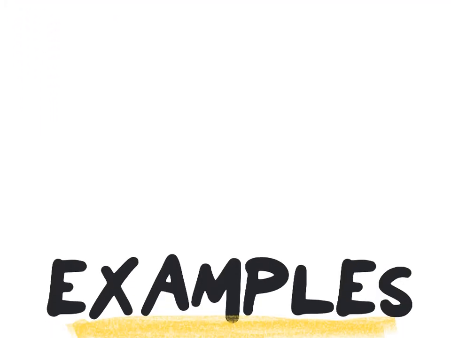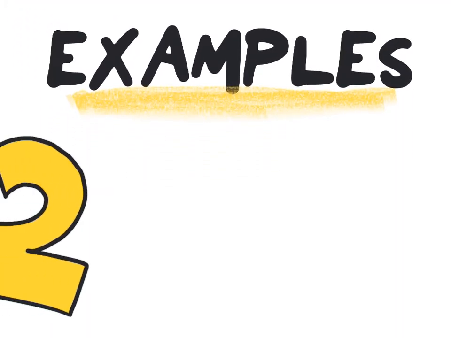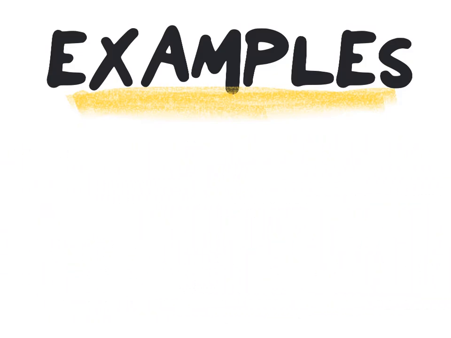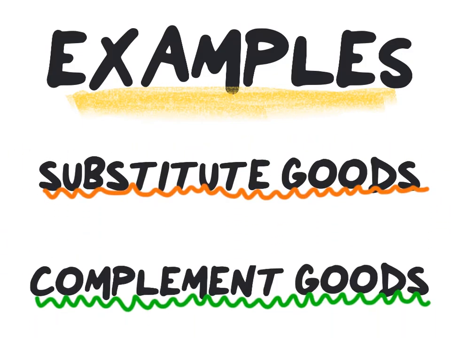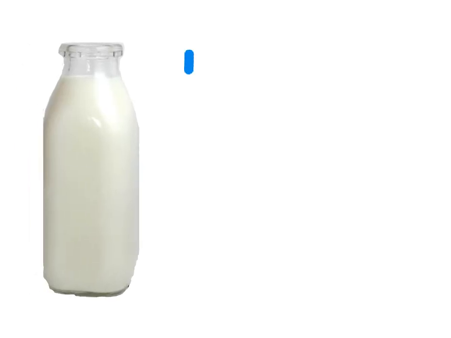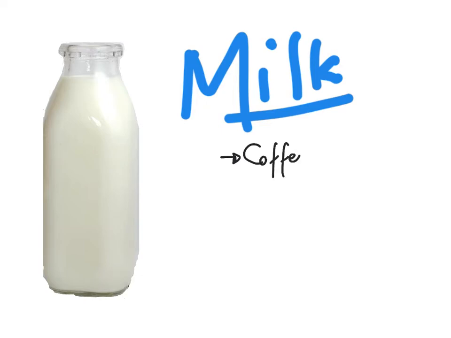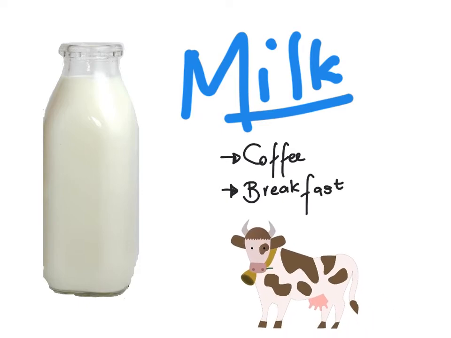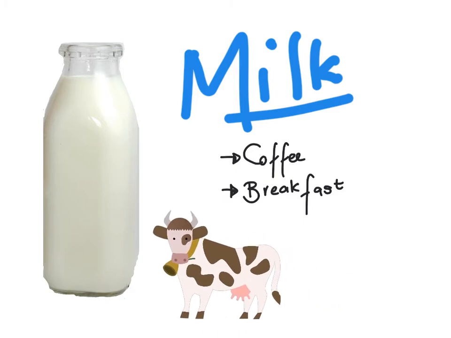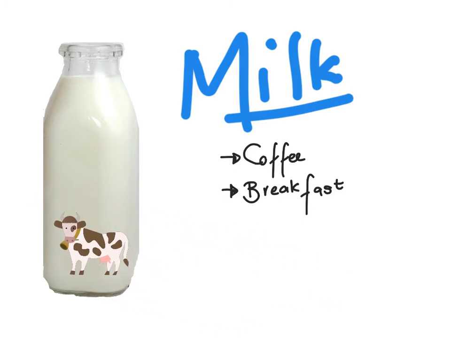For our next example, we are going to differentiate between complement and substitute goods. For this example, consider the following product: milk. Suppose that you use milk in your coffee in addition to eating your breakfast cereal. The milk that you are using is ordinary dairy milk that comes from cows.